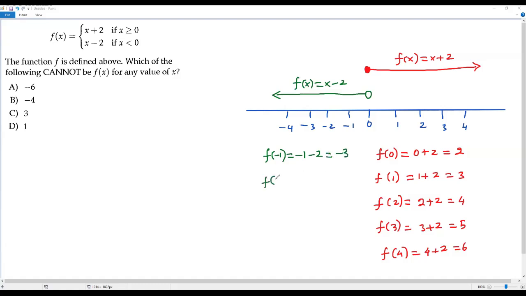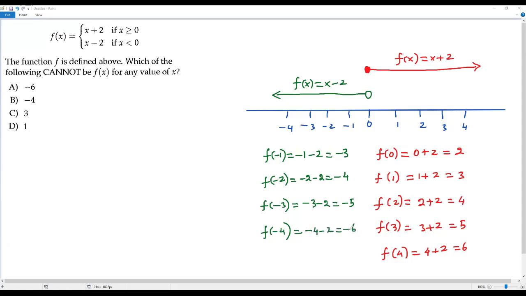Now let me take the next integer value, -2. Then I'm getting -2 - 2, which is equal to -4. Now let me consider -3 as a value of x. Then I'm getting -3 - 2, which is equal to -5. Then let me consider the next integer value, that is -4: -4 - 2 equals -6.